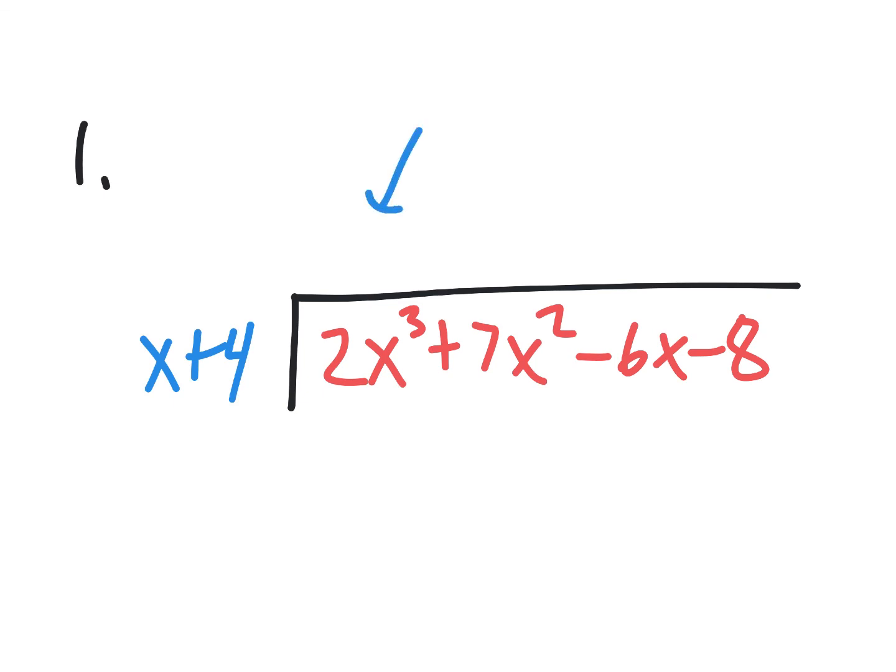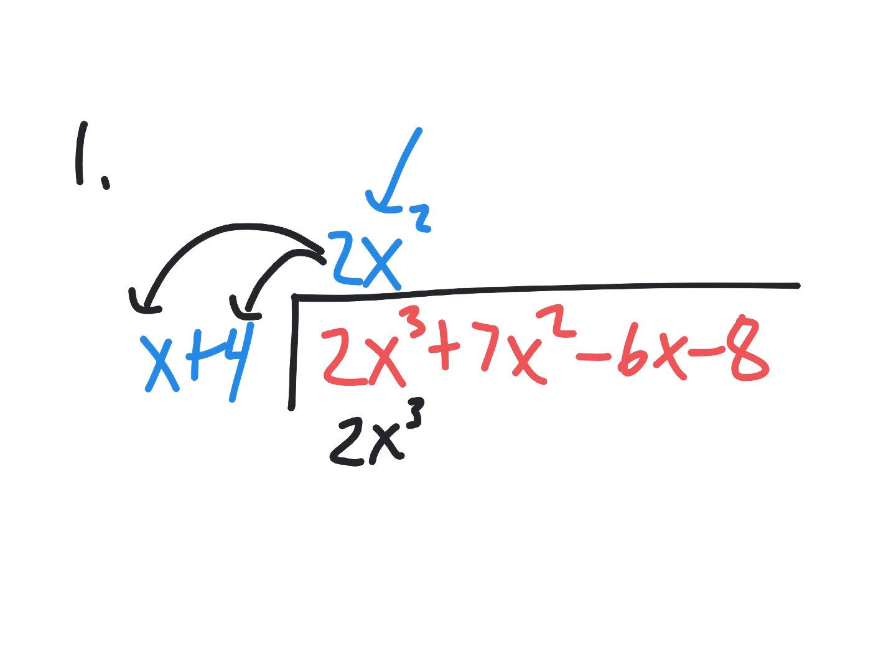Well, I got to think something that would make it work out to be 2x to the third. So I need a 2. And then I'd need an x. That'd make 2x squared. Now when I multiply this times this, I know it worked because I get 2x to the third. Then you do this times this. I'm doing the first problem with you here. So 2x squared times 4 makes 8x squared.